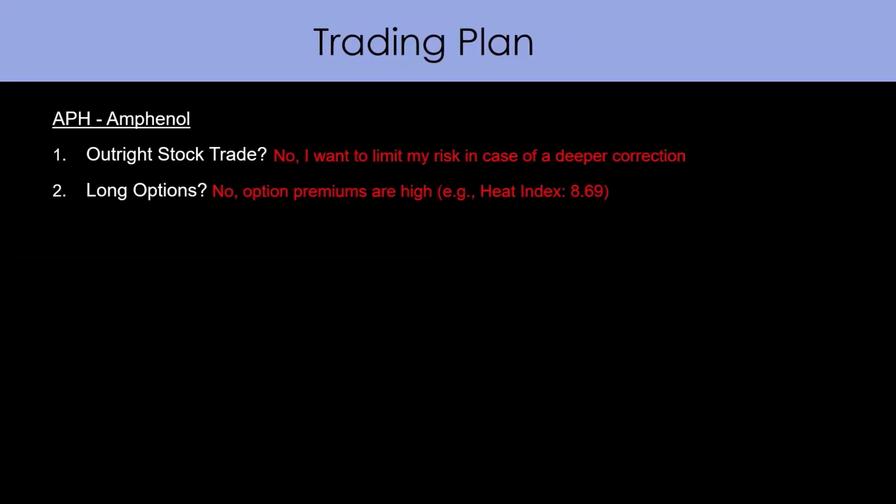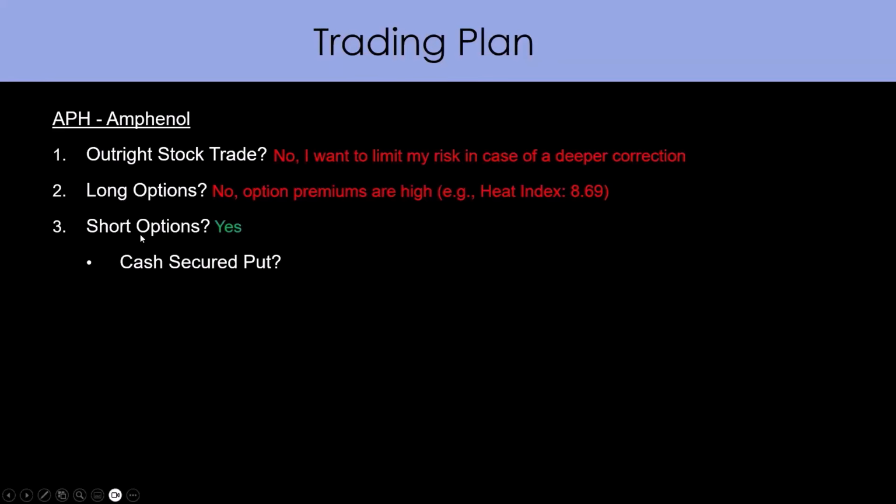So what else could I do? Maybe I could short options, an option selling strategy. Premiums are high. Okay. And I think for me, that sounds interesting right now for Amphenol. Let's do some option selling. But of course, then you need to ask yourself the question, okay, if I want to do option selling, how should I do it? Should I just sell naked puts or cash secured puts?